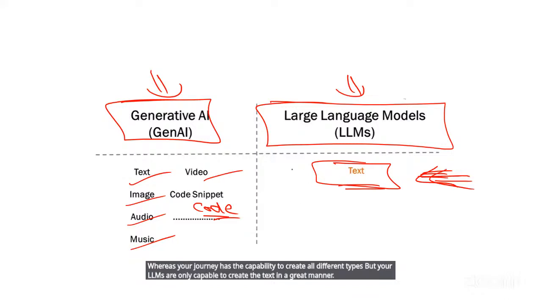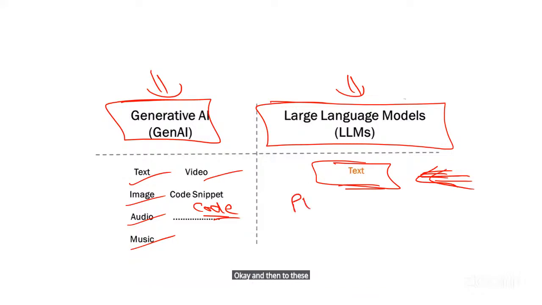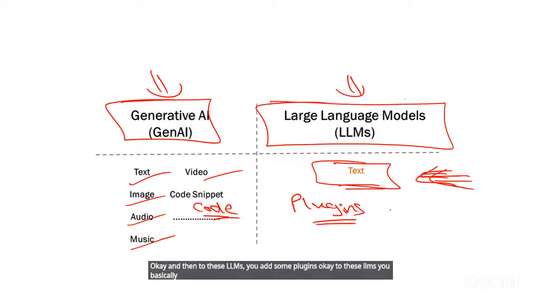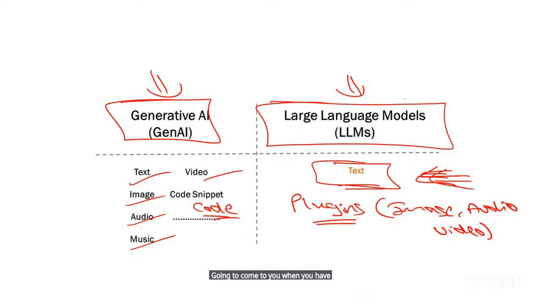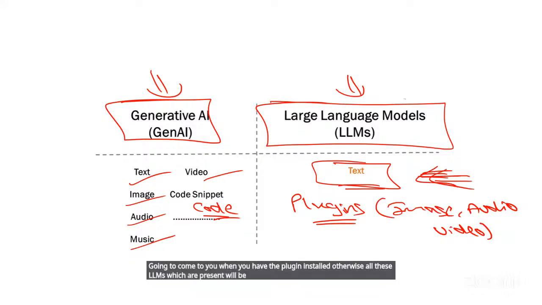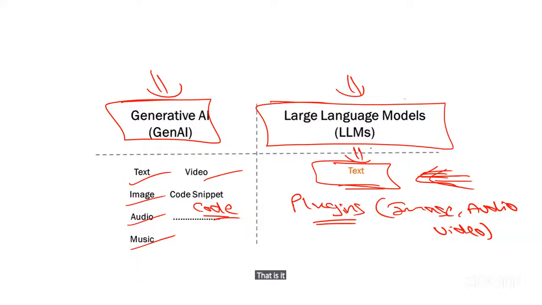Okay, and then to these LLMs, you basically add some plugins, and those plugins will help you to create either images, audio, or video. All of these things are going to come to you when you have the plugin installed. Otherwise, all these LLMs are responsible only for generating the appropriate text content. That is it. Their capability is to generate text.